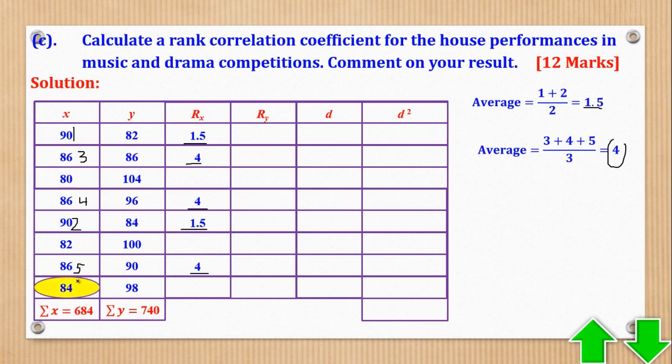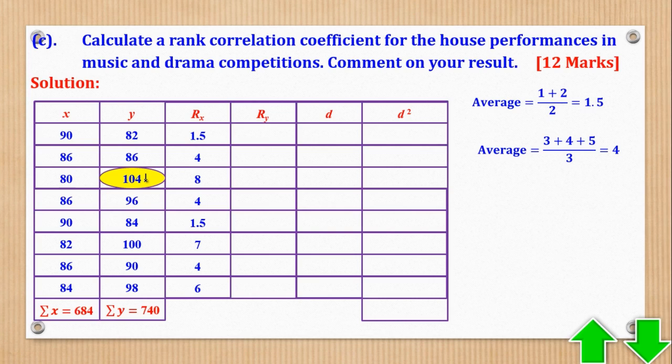The next, we will stop at 5, so this will be 6. This will be put here. Then next is 7. That's what we put here. And lastly, this is 8. That's what we put here. So you have ranked the values of X. What about the values of Y?